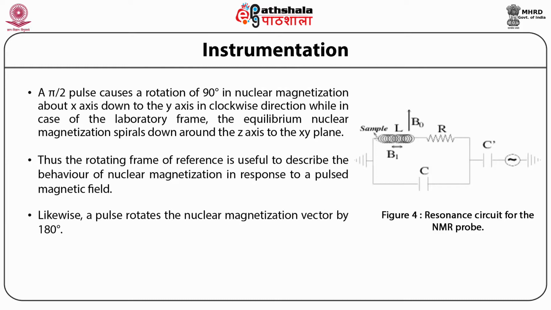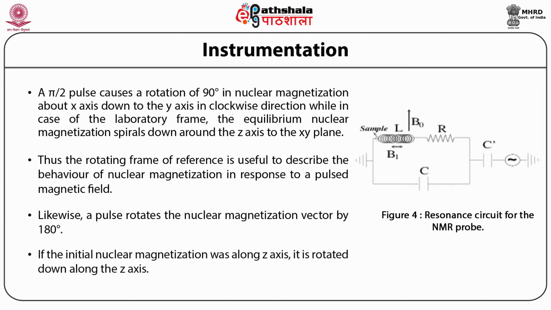Likewise, a pi pulse rotates the nuclear magnetization vector by 180 degrees. So, if the initial nuclear magnetization was along the z-axis, then it is rotated down along the negative z-axis.